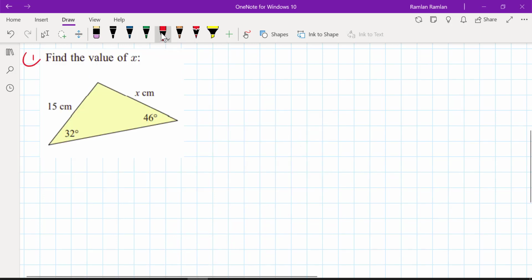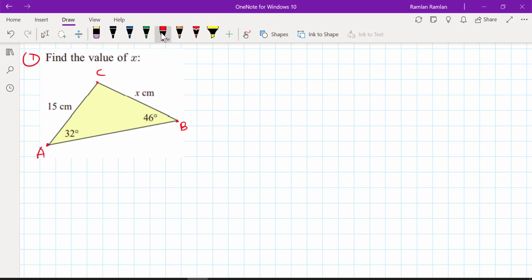First example for the sine rule: let's say we have this triangle over here, and we need to find the value of x. The first thing we do is see what we have. We have this angle, this angle, the length of this side, and the length of this side. Before we calculate anything, it's best to name all the vertices and angles. This is vertex A, this is vertex B, and this is vertex C.